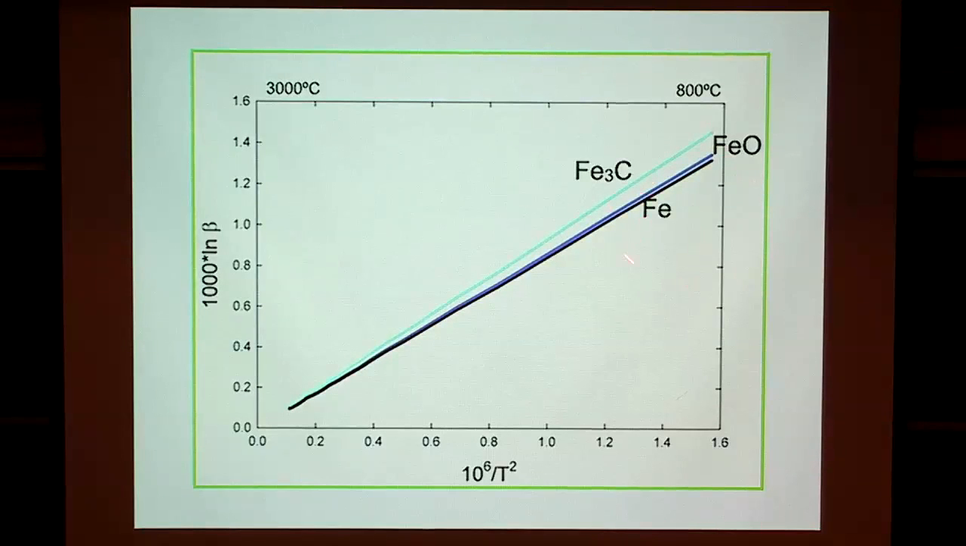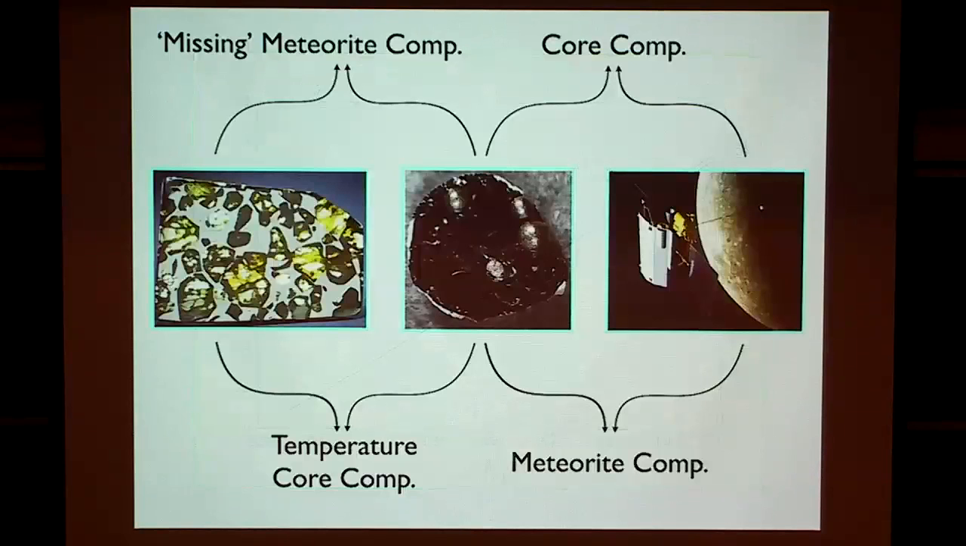So what we did is we took Caitlin's iron, we took our FeO, and then we also measured Fe3C, and we see that the alpha between Fe3C and Fe is greater than the alpha between FeO and Fe at high pressure. Okay? So now we're starting to look at pressure effects on the isotopes. And perfectly timed, this is my last slide.